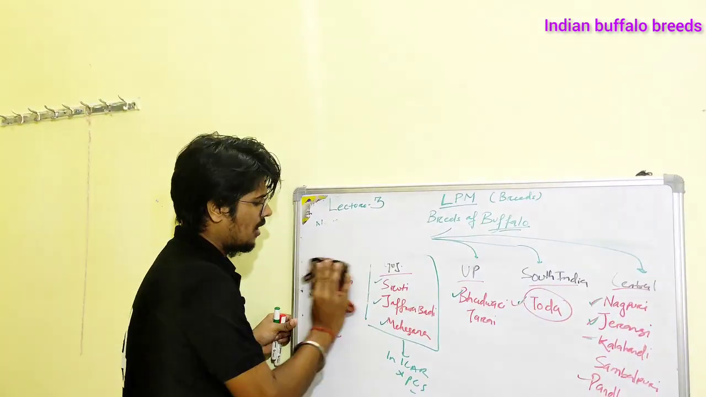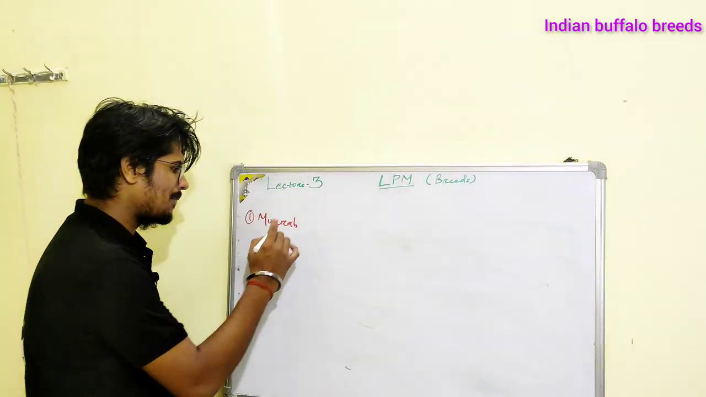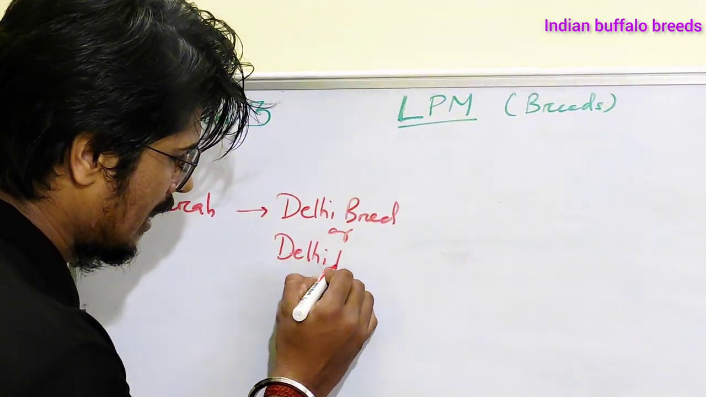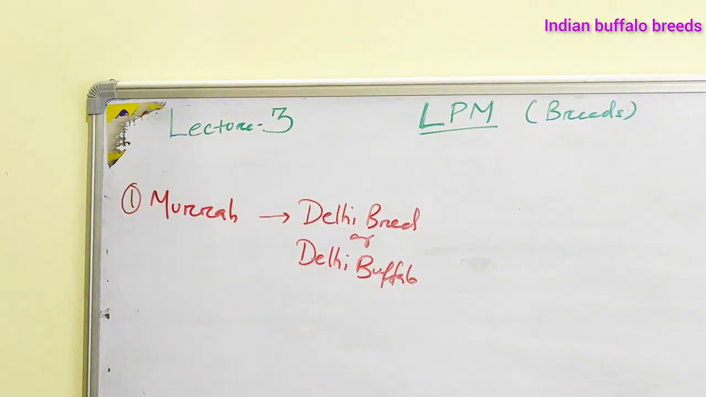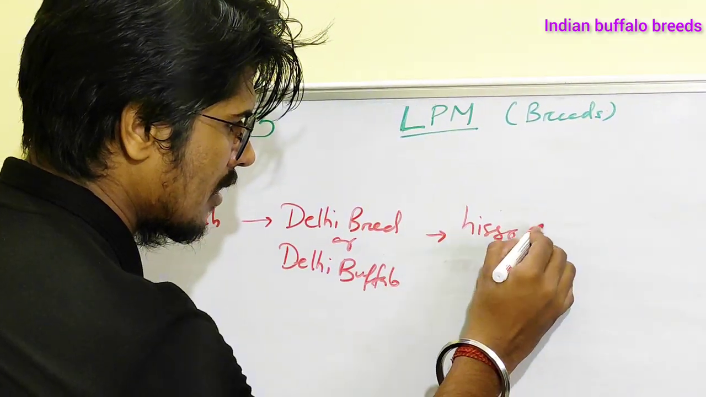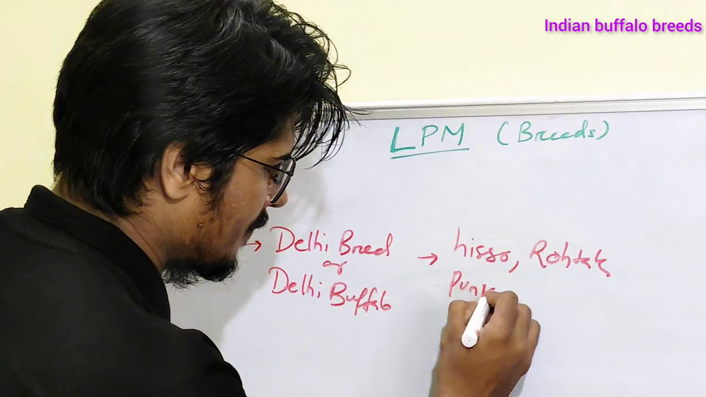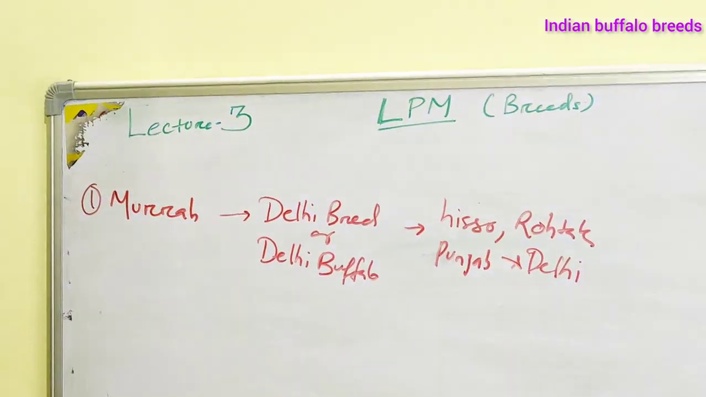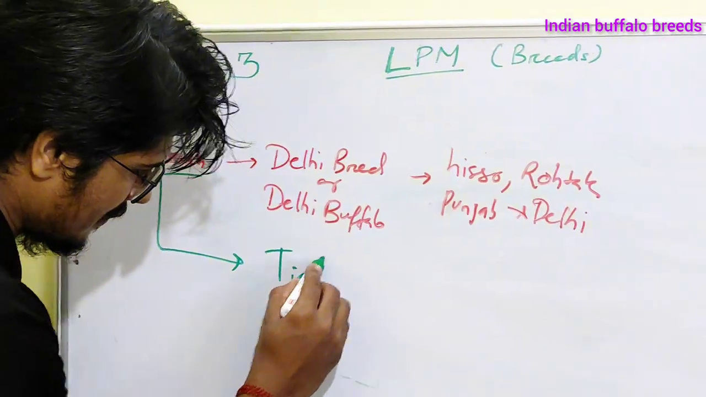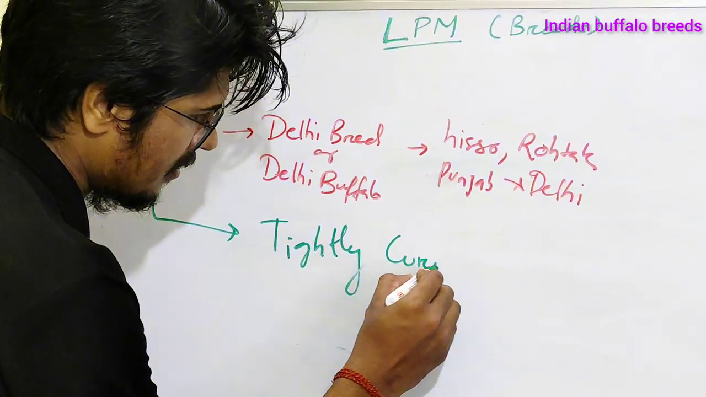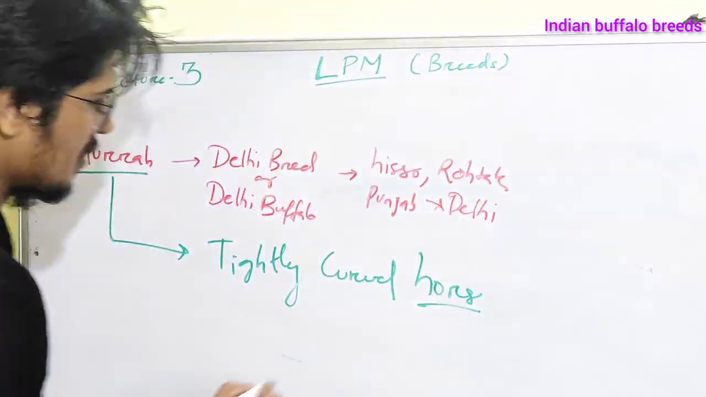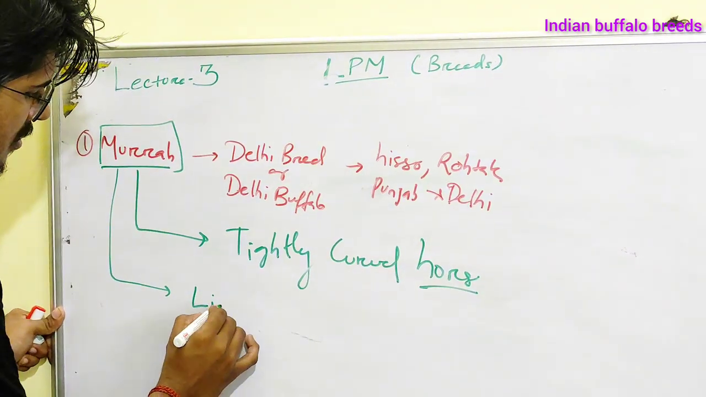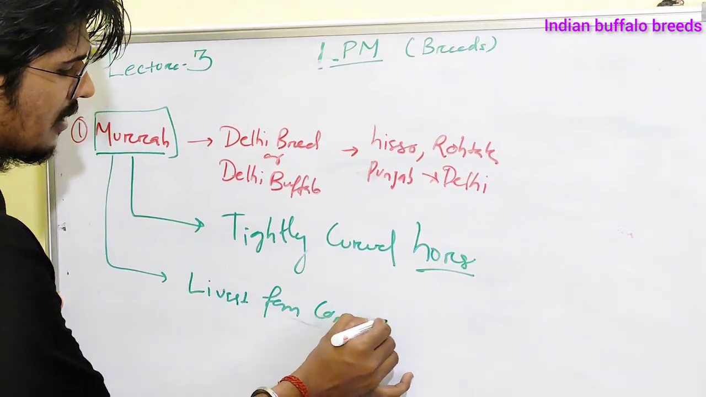Let us focus on the Murra breed first. The Murra breed is called the Delhi breed or Delhi buffalo. Its origin is from Hisar, Rohtak, Punjab and Delhi. The important characteristic of Murra buffalo is tightly curved horns. These breeds are being preserved in our livestock farm complex, OUAT.